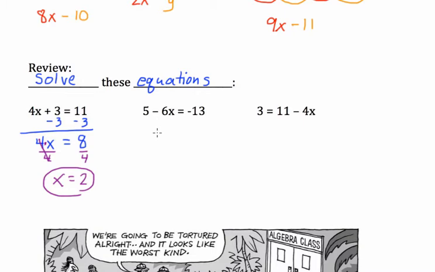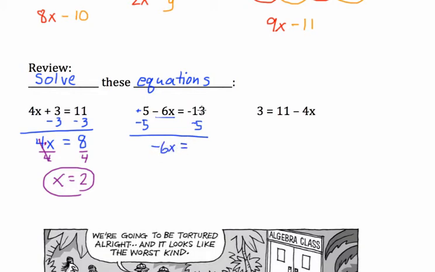To start, go to the side with the x. Undo what's been done to the x. Now, this 5, should I add it or subtract it? Well, this negative goes with the 6x. So the 5 is actually positive. To undo a positive 5, we have to subtract 5 from both sides. That will make us add up to 0 here. Don't forget to bring down that negative with the 6x.